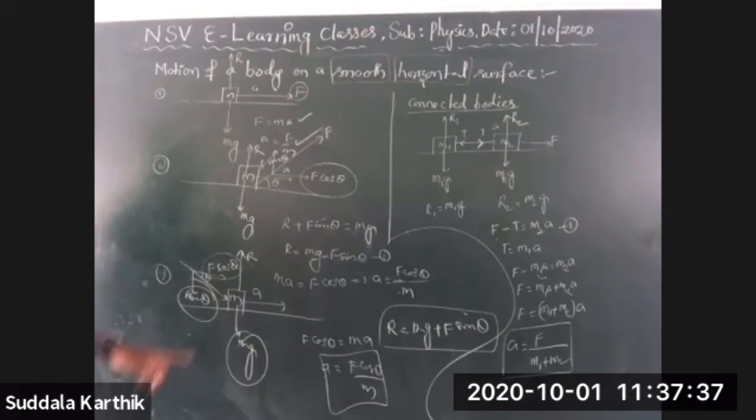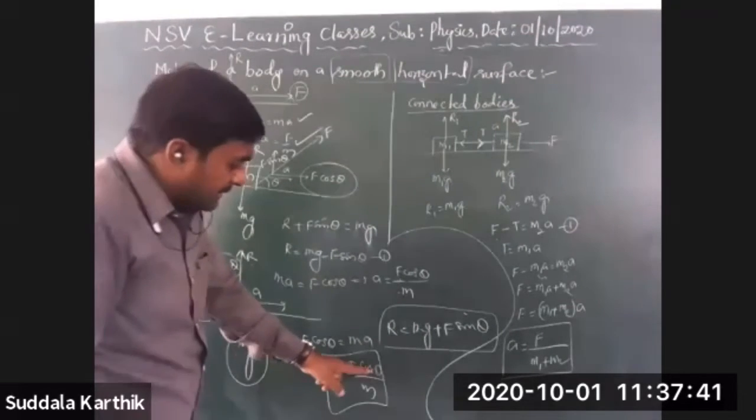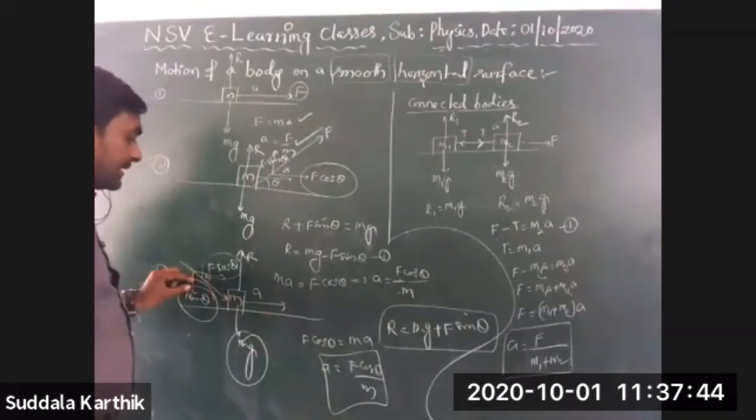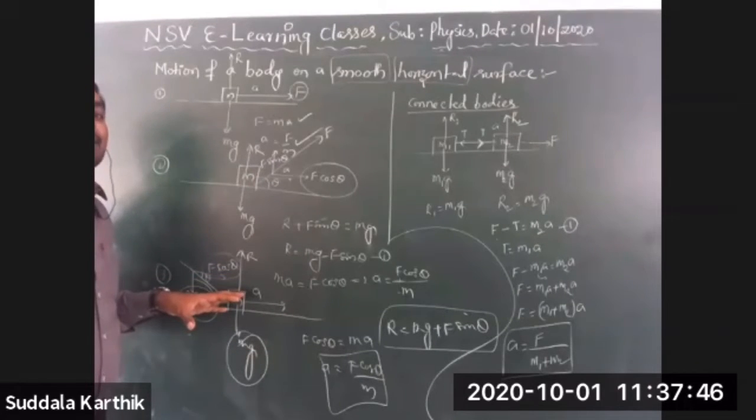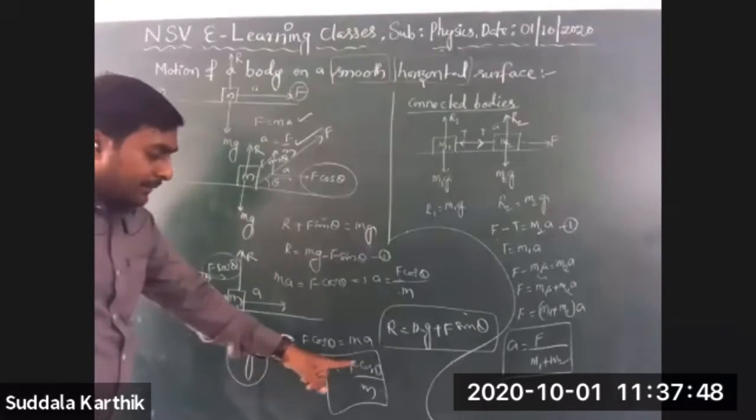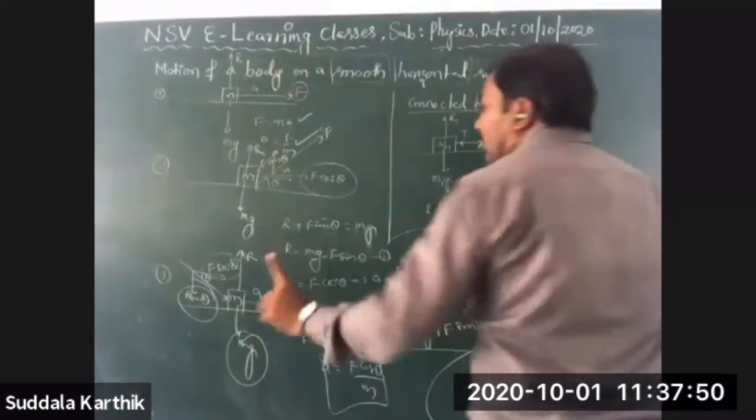Now after that, another body is there. Here also F cos theta is there, and only F cos theta is producing the motion in this body along the horizontal. So that's why a equals F cos theta by m. But up to here, it is only a single body.